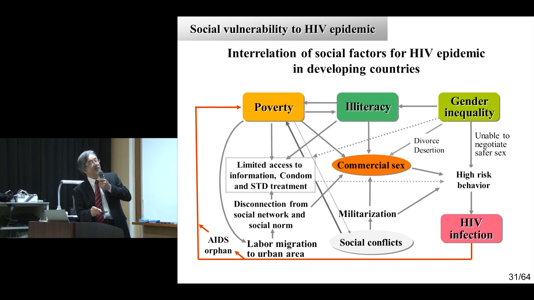So once they get infected, they become even poorer. Even their children become AIDS orphans when their parents die, and are then put into permanent poverty. So this is a cycle, creating social vulnerability to HIV infection.